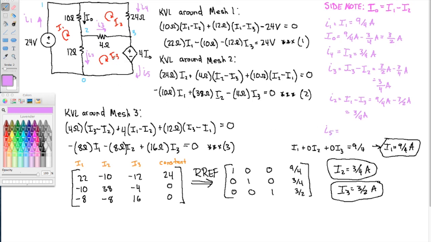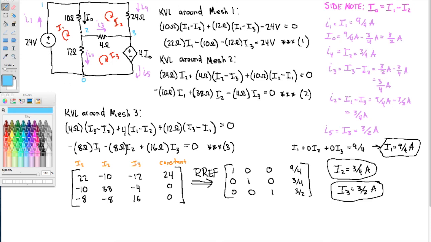Finally, I5. So only mesh current I3 contributes to I5. So that must mean that branch current I5 is 3/2 amps. So there are the currents everywhere in that circuit. If we wanted the voltages everywhere in the circuit.